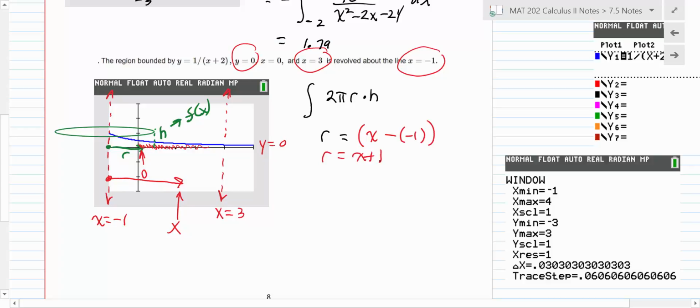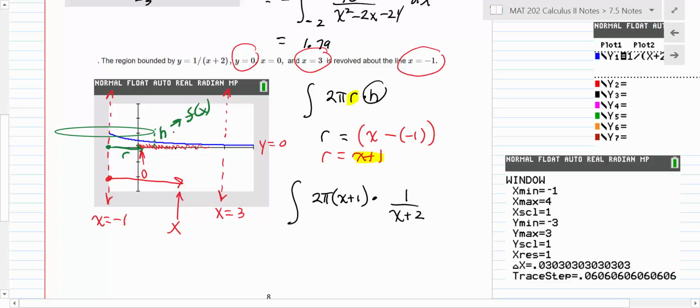Okay, that's the value of that radius. So in this shell formula, the radius is going to be x plus 1. When we put together our integral, we're going to have the integral of 2 pi times x plus 1. That's the 2 pi r part of the shell formula. Now, what's the height in this problem? That's easy. That's the function value, right? That's how tall the function is. So that's going to be 1 over x plus 2.